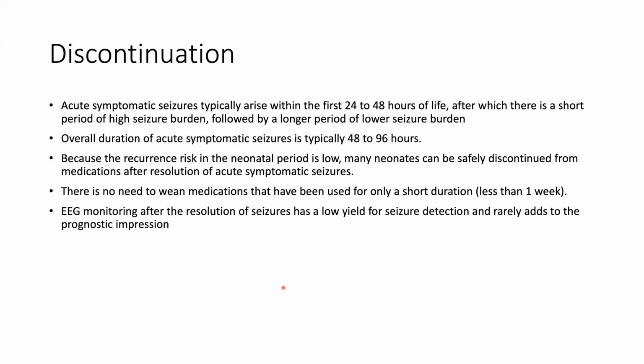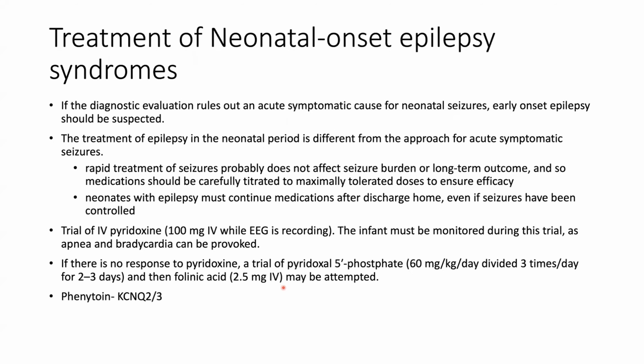So once you feel that the acute symptomatic seizure period has gone away and the child is behaving well clinically, you need not do EEG again and again in the first 1 month, right? It barely adds anything to the prognostic impression for that particular child. So the current tendency is to discontinue medications as early as possible and not beyond the first few days to first week. So that was the brief information on treatment of acute symptomatic seizures.